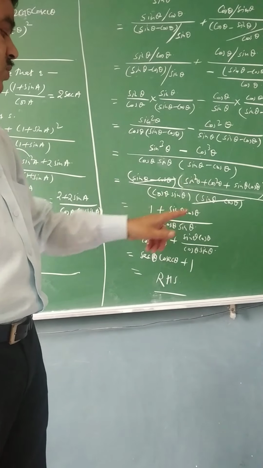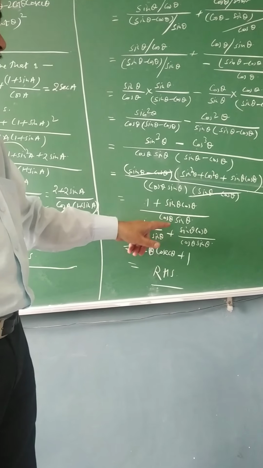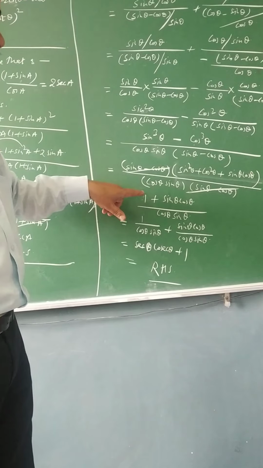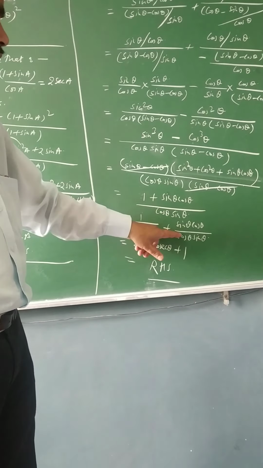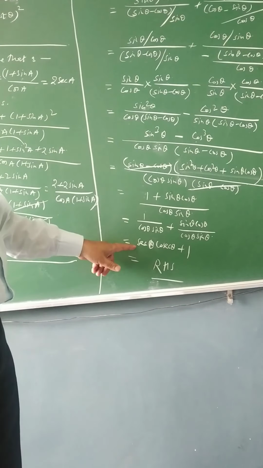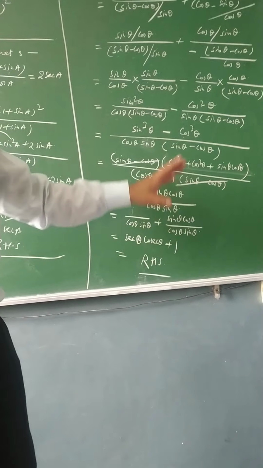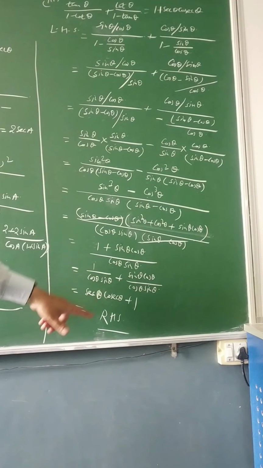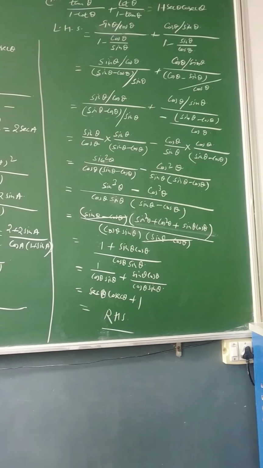Sin square theta plus cos square theta, I can write 1 plus sin theta cos theta, and denominator is cos theta sin theta. So if I express this individually, this will be 1 upon cos theta sin theta plus sin theta cos theta upon cos theta sin theta. So 1 upon cos theta sin theta can be expressed as secant theta cosecant theta, plus this will go off and you are left with 1, that is equal to your right hand side. So 1 plus secant theta cosecant theta, so secant theta cosecant theta plus 1 is the same thing.